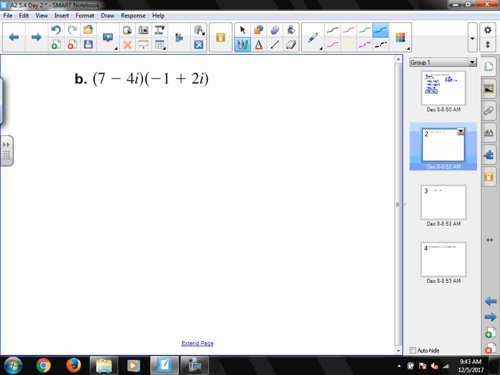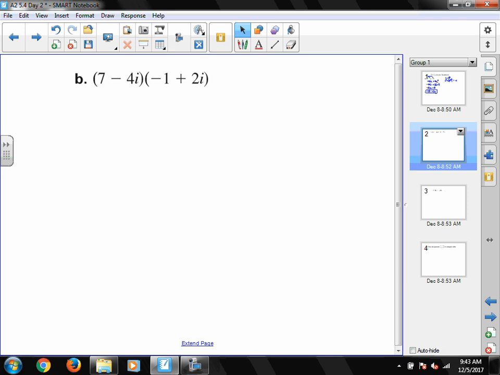Our next problem. We're going to take the quantity 7 minus 4i times negative 1 plus 2i. So now we're multiplying two complex numbers instead of just multiplying an imaginary number by a complex number. One method you could use is the FOIL method that we worked with in section 1. That would work very well for you in this case. I'm going to show you a little different method. I call it the box method. You guys will see why in a second. It's because I put everything into boxes.